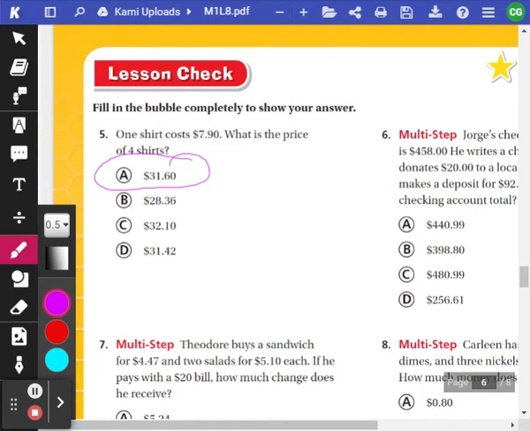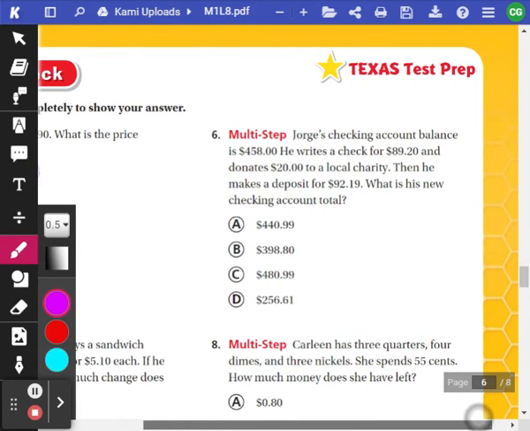I'm on number 6. Well, it has checking account balance is $458. He writes a check for $89.20 and donates, I like that word, donates $20 to a local charity. So when you're donating something, are you getting rid of your money? Absolutely. So that makes a subtraction. Then he makes a deposit of $92.19. What's this new balance? Okay, so let's go here and move our paperwork up.